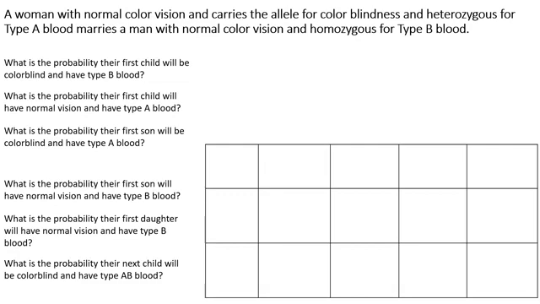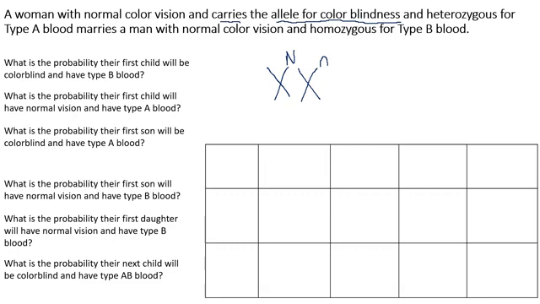So we have a woman who has normal color vision. Remember, color vision is sex-linked, and it's a woman. She has two X chromosomes. And it says here, she carries the allele for color blindness. So one of her X chromosomes has the allele for color blindness. And then since she has normal vision, she must have at least one X chromosome that has the normal allele. And remember, that is going to be dominant in this individual, right? Because it's a female, there are two X chromosomes.